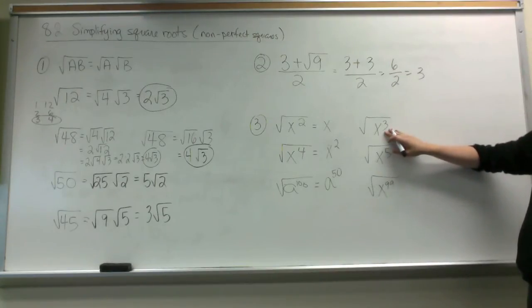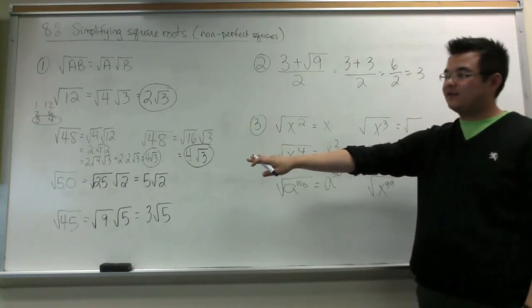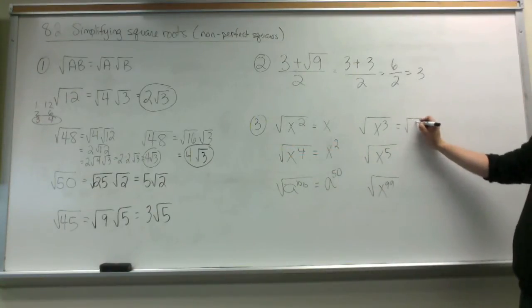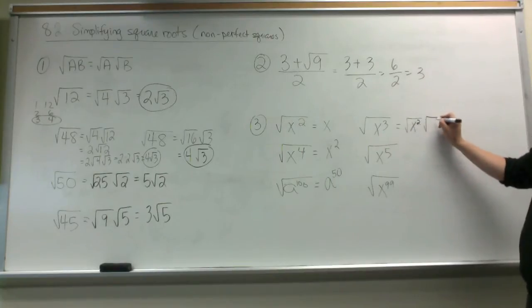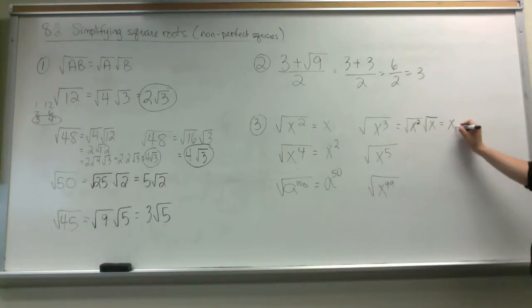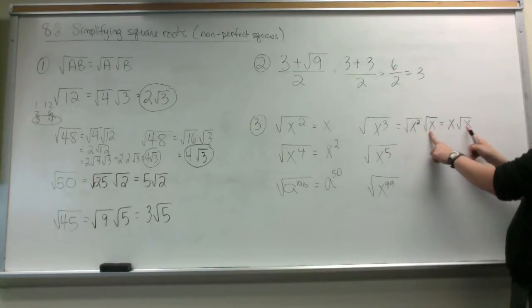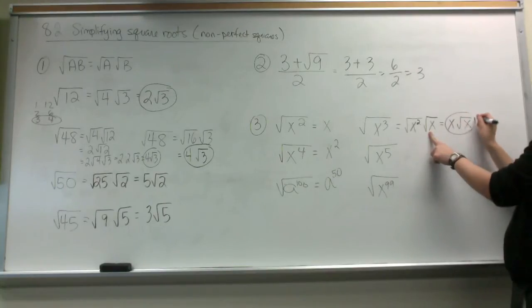When they're not perfect squares or odd exponents, what we need to do is break it up, just like we did over here for the non-perfect square numbers. We're going to break it up into x squared and x, because x squared is a perfect square, and we have x root x. Because the square root of x squared is x, and the root x gets brought over.